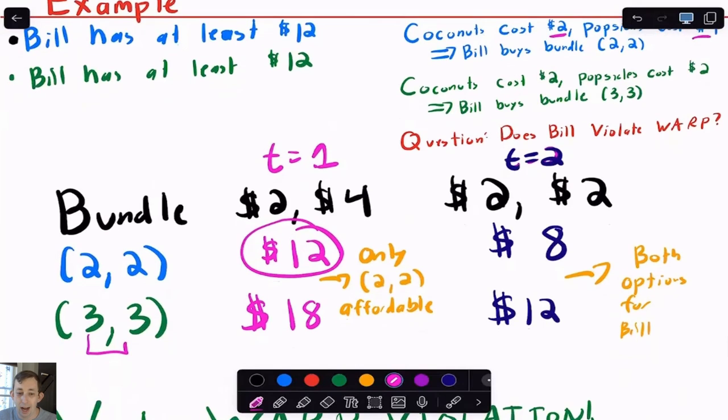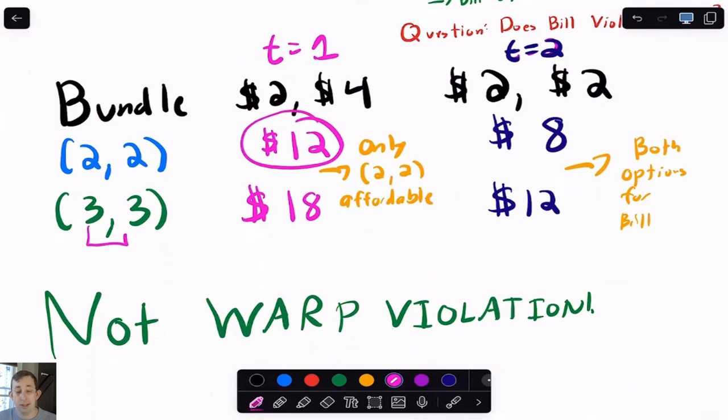So this is not going to be a WARP violation, because the bundle 3-3 was not affordable to Bill on day one. So the fact that he chose it on day two, it's not like he's switching preferences. It's just that that bundle wasn't affordable to him on day one. Now the prices change, and on day two, he can afford that bundle 3-3, and so that's the bundle he picks. And so that's basically how you can figure out if Bill commits a WARP violation or not.